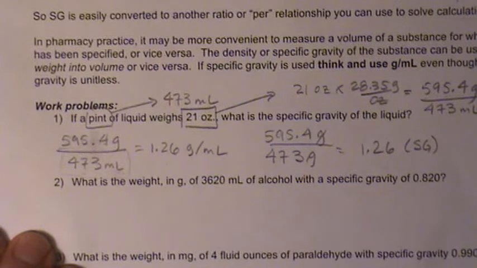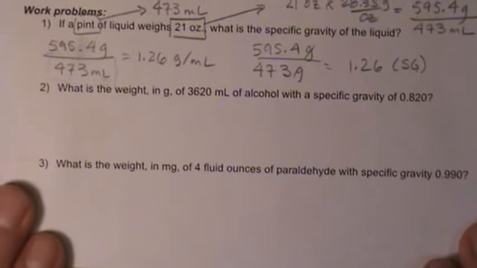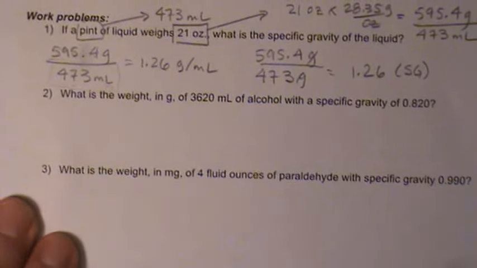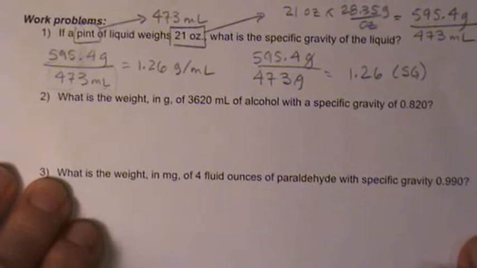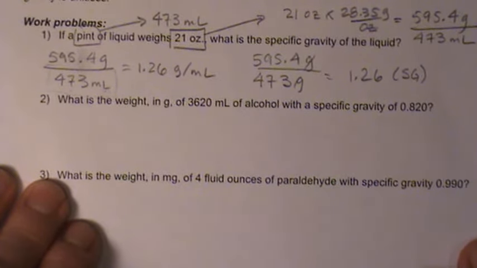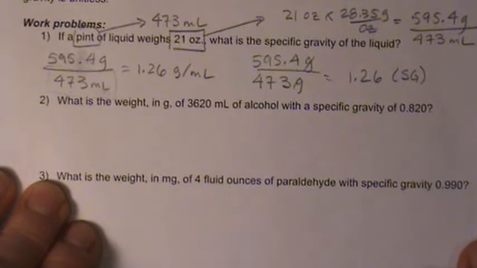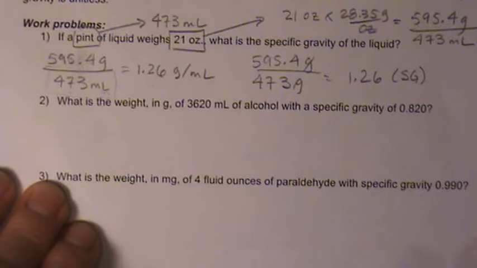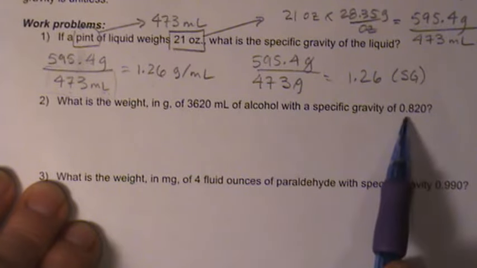I'm not going to pause and see what I did with the next one. I know what I did with the next one. Here's the next one. What is the weight in grams of 3,620 mils of alcohol with a specific gravity of 0.820? So the alcohol with this specific gravity, remember, we can just say that means there are 0.820 grams of the alcohol per every mil of the alcohol.